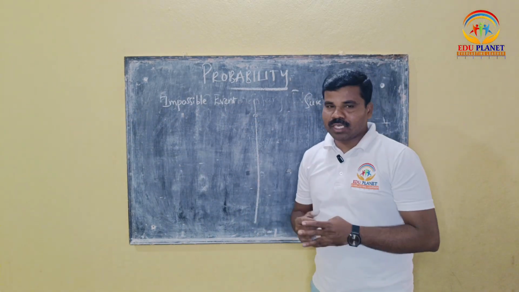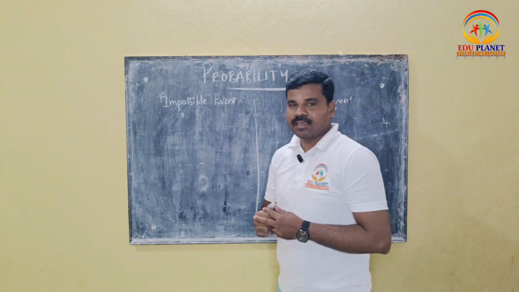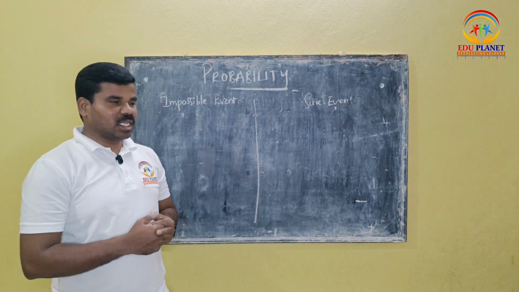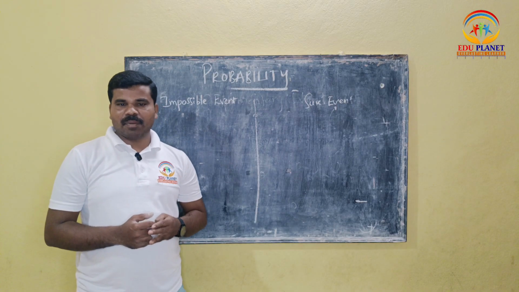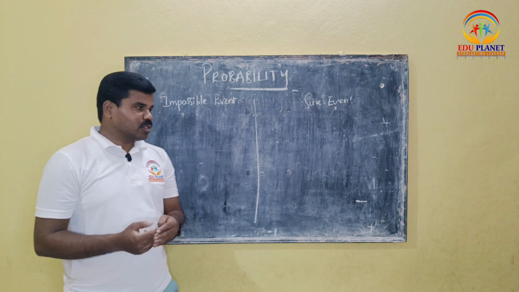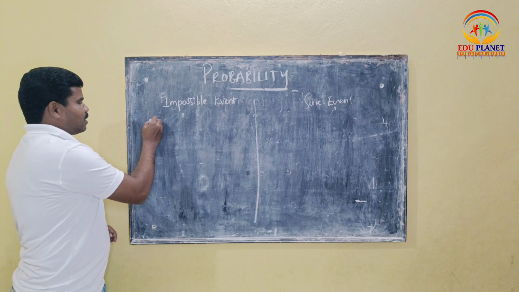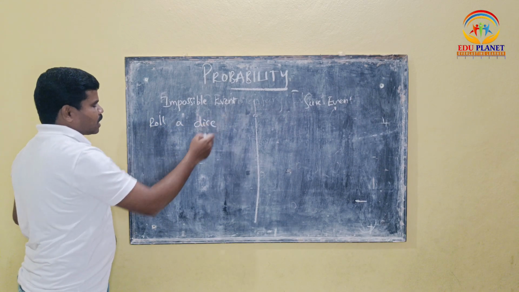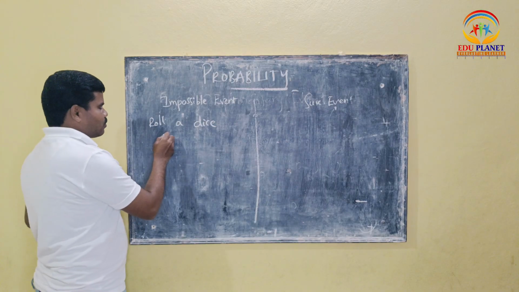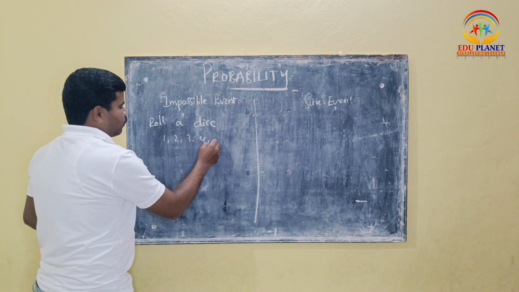Now we are going to discuss two kinds of events in probability. Those are impossible event and sure event. Firstly, we will talk about the impossible event. An impossible event is one that cannot happen at all. Suppose when I roll a dice, I will get such kind of outcomes. Those are 1, 2, 3, 4, 5, 6.